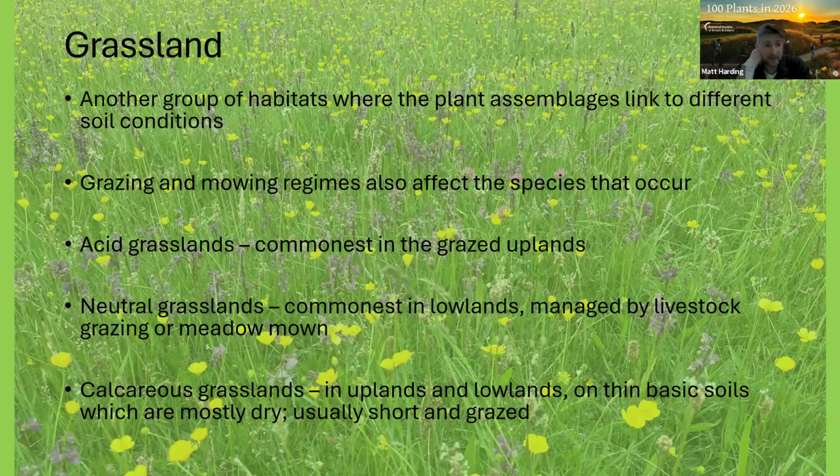Very broadly speaking, acid grasslands are the commonest ones in the grazed uplands. Neutral grasslands are the commonest ones in the lowlands, where they tend to be grazed or sometimes mown. And calcareous grasslands, the more basic grasslands, are found in the uplands and on the lowlands, on thin basic soils, mostly dry. And they're usually short and grazed, although particularly in the south of England, you do get some tall chalk downland habitats as well.